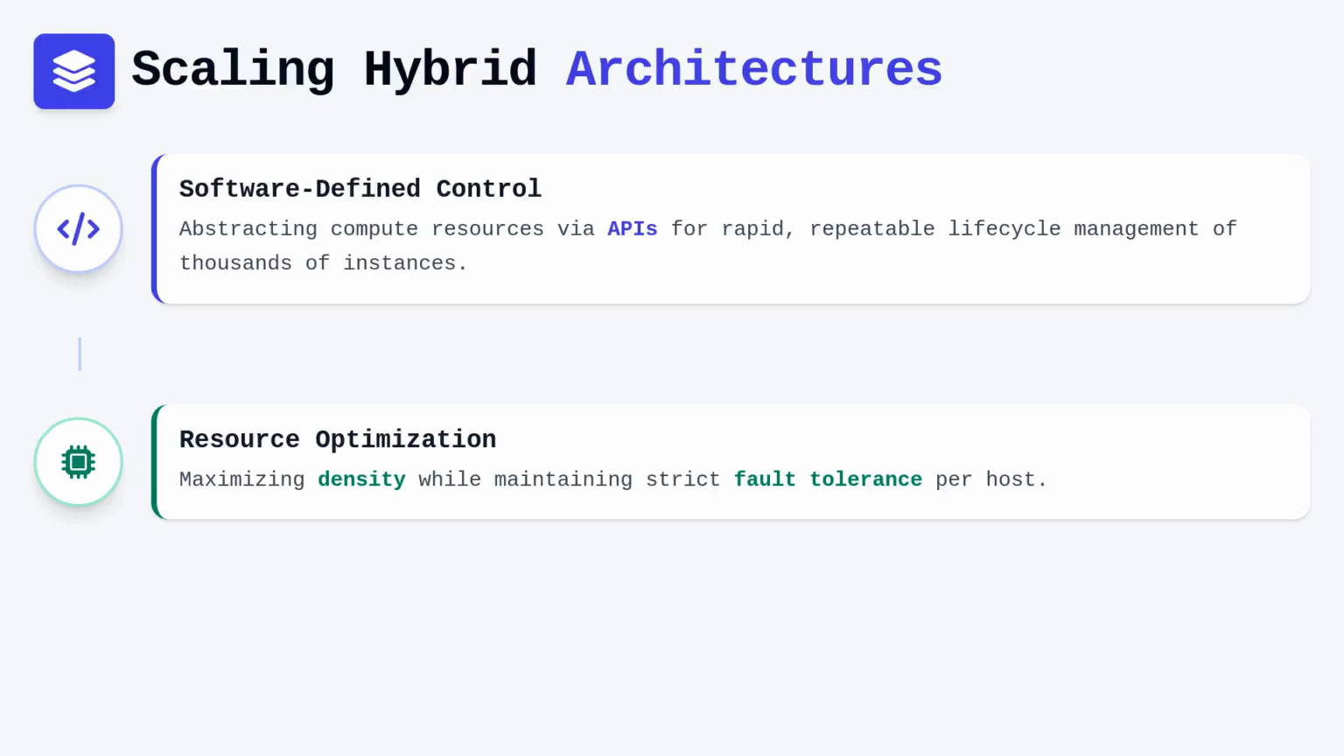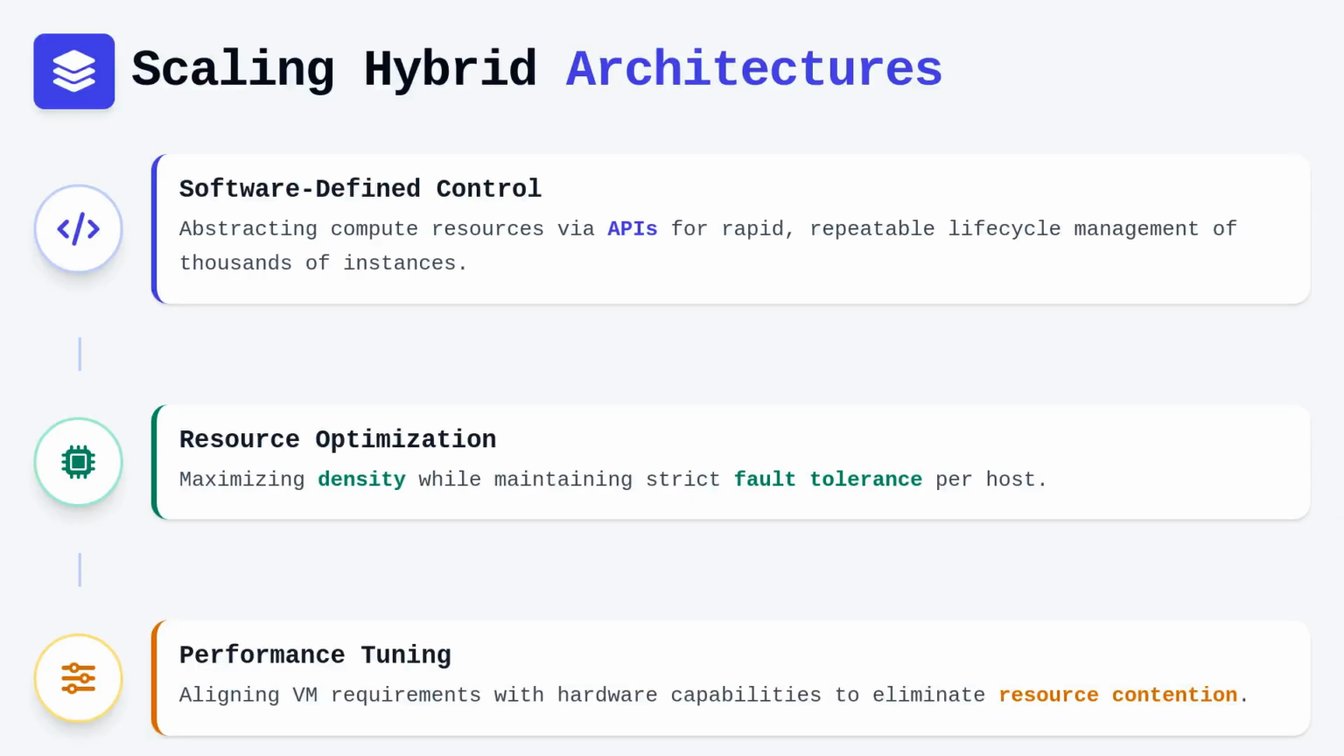When we talk about performance tuning, we are focusing on aligning the virtual machine requirements with the underlying compute hardware's capabilities to prevent resource contention. It is a balancing act of ensuring high availability while keeping cryptographic baselines maintained for every workload, regardless of its location in the cloud continuum.